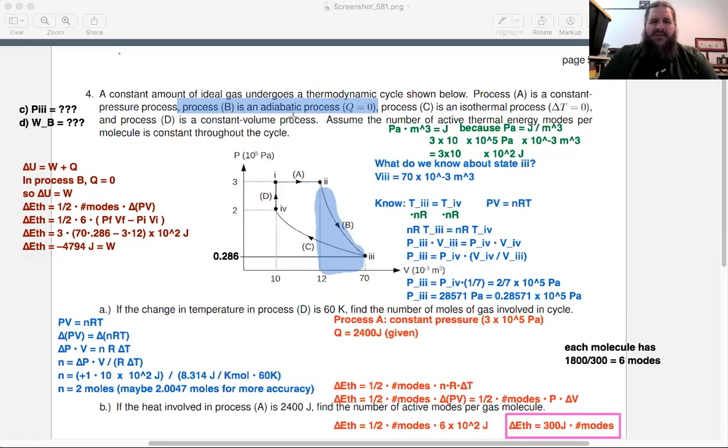And it's often a good idea to just make a chart of the information you know. List out process A, process B, process C, process D, and everything you know about each process that might be useful. Like this process has constant pressure, or this process involves no heat being applied, or this process is constant temperature. List out what you know so you can refer back to that later. Any other questions on that?